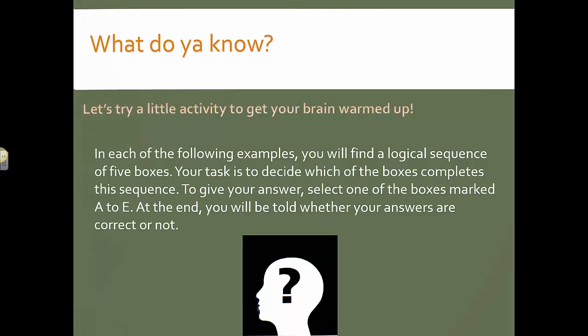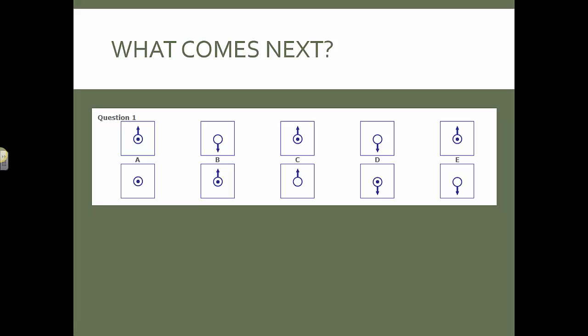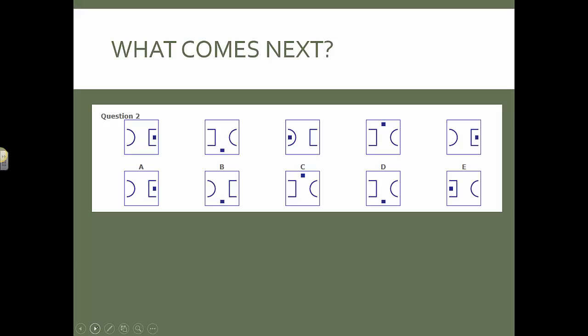So here's your first one. Pause it if you need to. Look at the top sequence of 5 boxes and then select which one would come next, A through E. Here's question 2. Look at the series of boxes at the top, and then select A through E, what would come next.